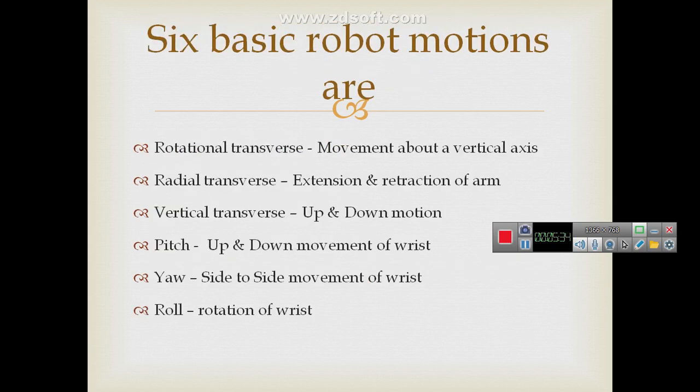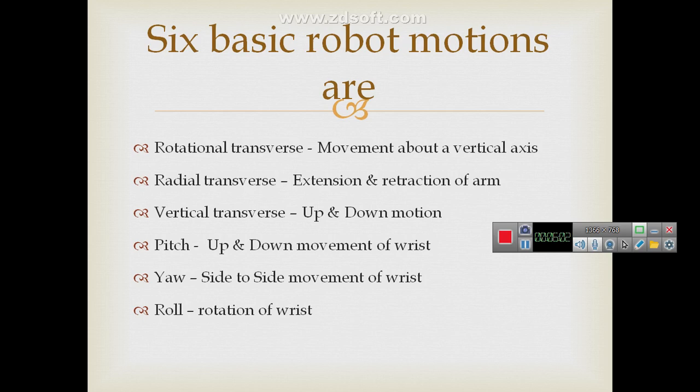Okay, so the six basic robot motions are what we saw in the previous robot anatomy. That is the movement, so I will explain here. The rotational transverse is the movement about a vertical axis, radial transverse is the extension or retraction of the arm, and vertical transverse is the up and down motion. Okay, so these three are carried out by the arm of the robot.